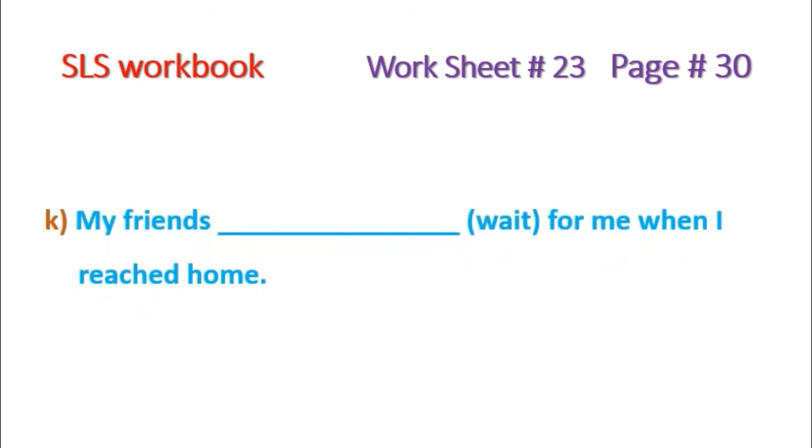K part. My friends dash wait for me when I reached home. Students, my friends is plural. I think you have understood for plural which helping verb will be used. It's was or were? Yes, it's were. For the verb wait, as it's given in the bracket, you will add ing. Spellings of waiting. W-A-I-T-I-N-G, waiting. Your answer will be were waiting.